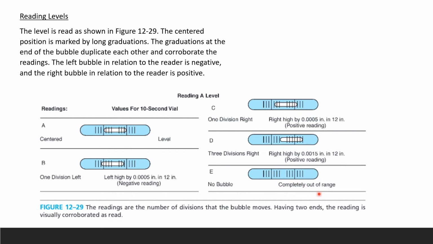There's no bubble, so that's completely out of range. So the bubble might be on this side or on this side.